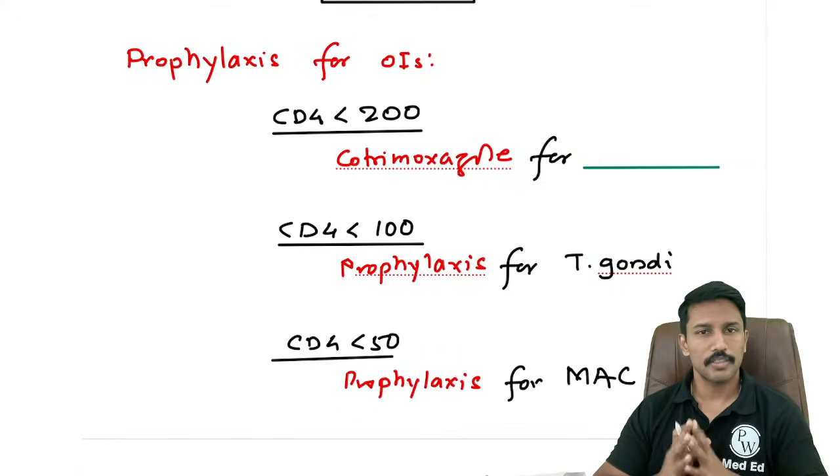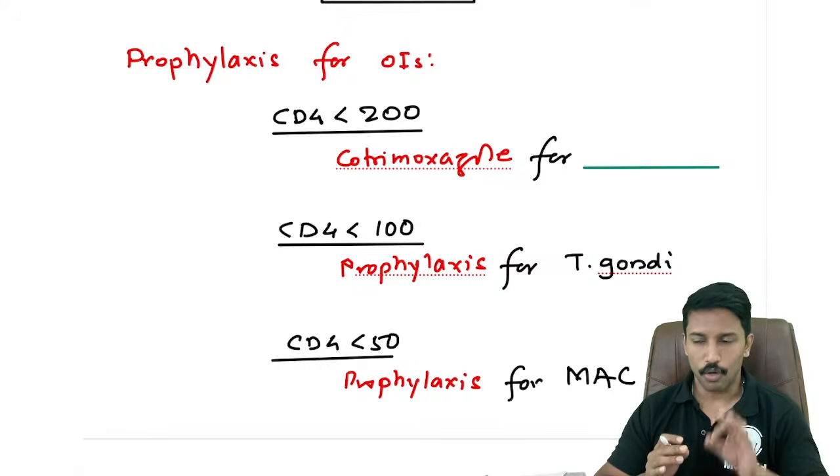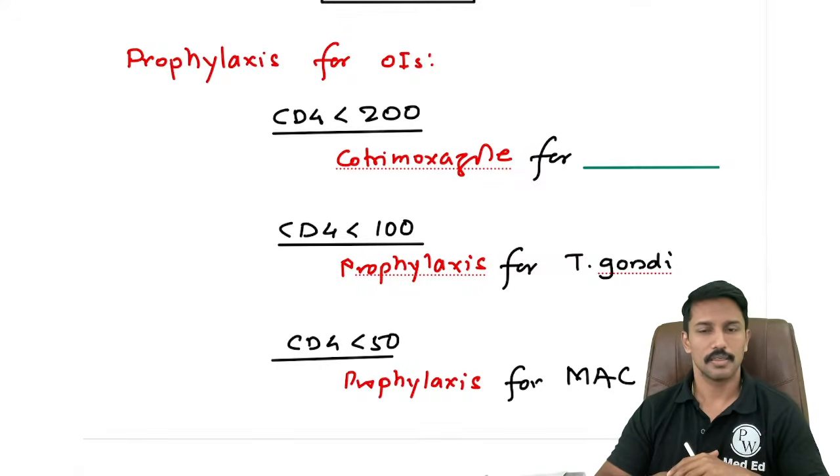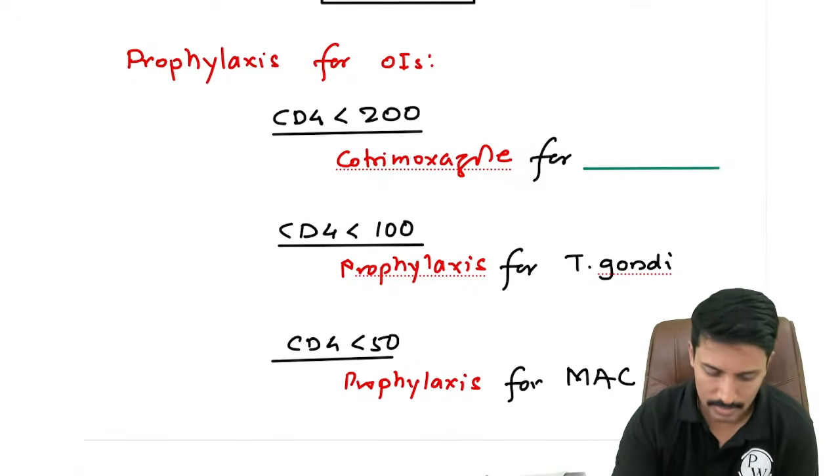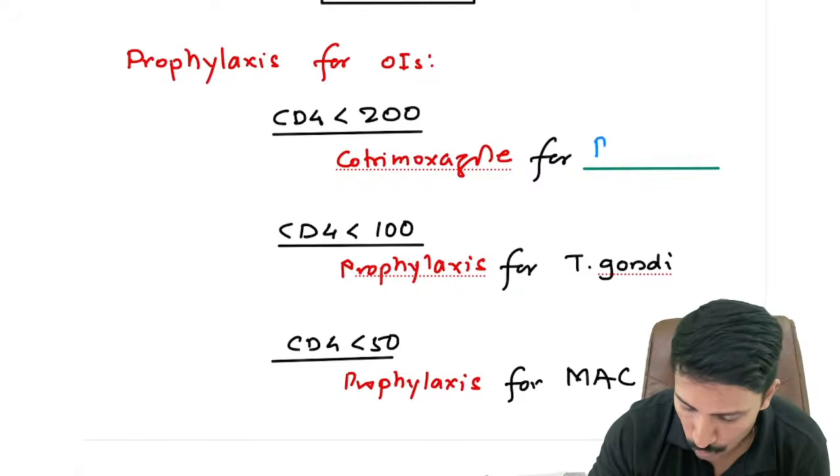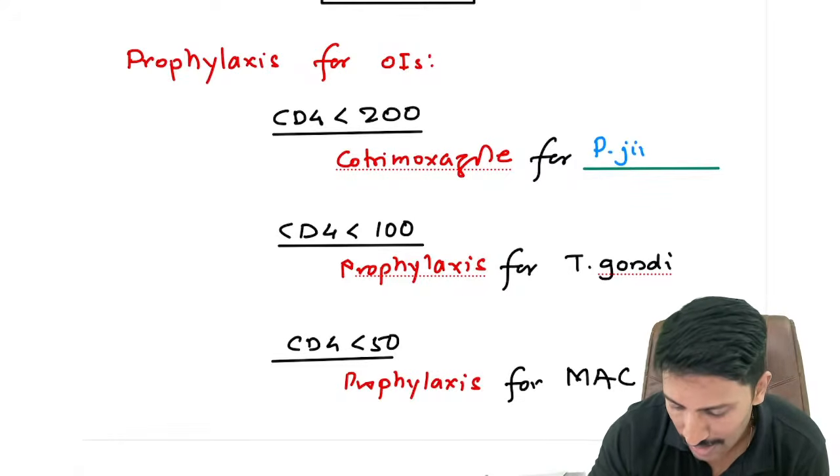Okay. So when the CD4 count is less than 200, which organism commands the prophylaxis? Yes, it is the Pneumocystis jirovecii or Pneumocystis carinii infection.